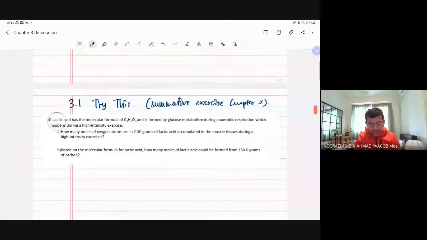Right. So question number 10, we go to question number 10 first. Lactic acid has the molecular formula of C3H6O3 and is formed by glucose metabolism during anaerobic respiration, which happens during high intensity exercise. This is just background information, has nothing to do with the nak jawab kamu punya soalan. It's just general knowledge saja. How many moles of oxygen atoms are in 2.30 grams of lactic acid accumulated in the muscle during a high intensity exercise? Okay, so dia bagi tahu during high intensity exercise, lactic acid regime adalah 2.30 grams.